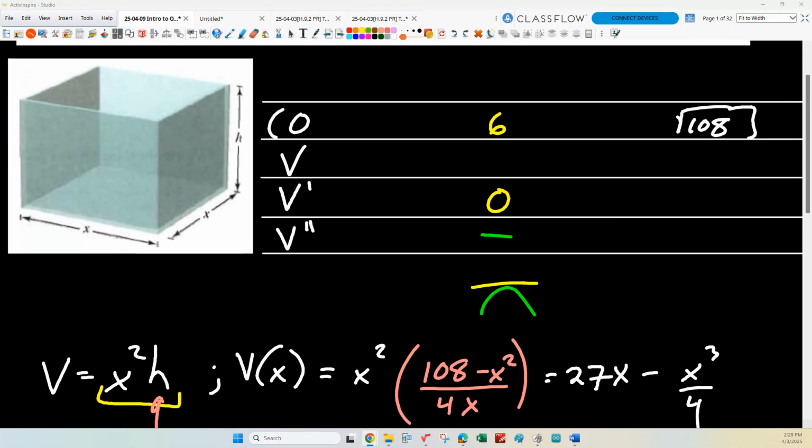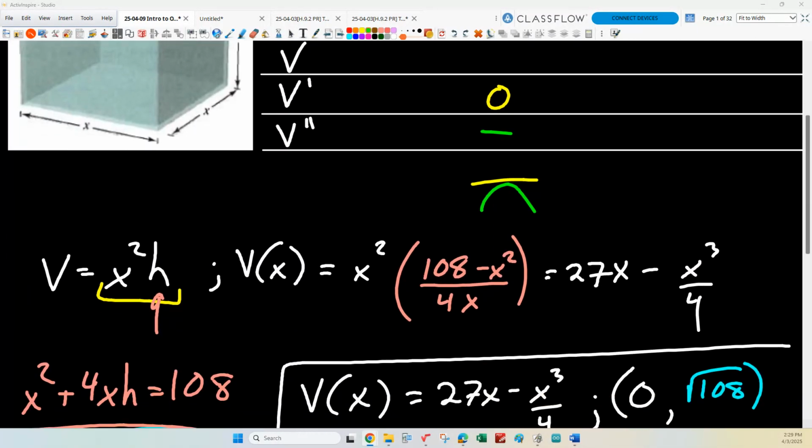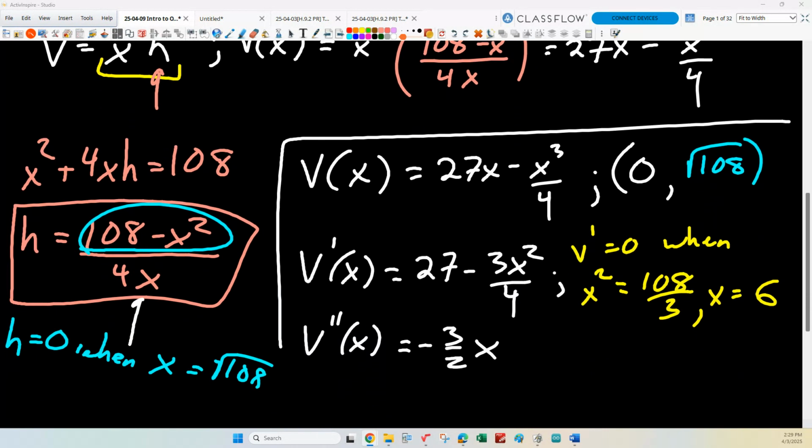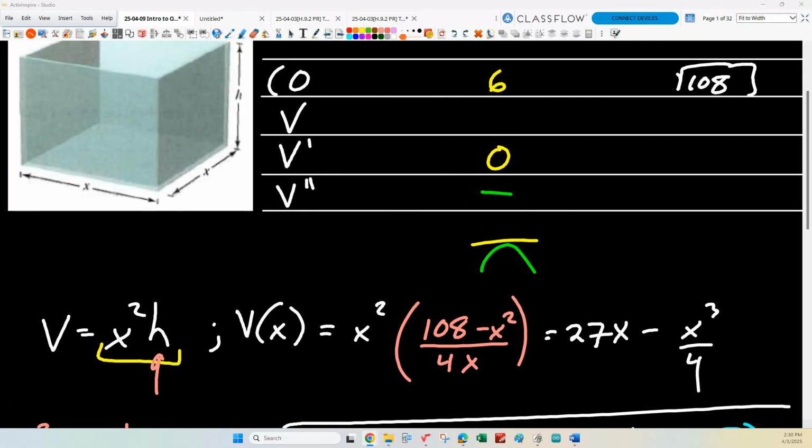So x equals 6 maximizes volume. If I want to find the height, I just plug 6 in there. So 108 minus 36 is 72, over 24, so 3 for the height, right? That's it. Those are the best dimensions we could use: 6 by 6 by 3. That's the box that gives us the most volume for the most bang for the buck.